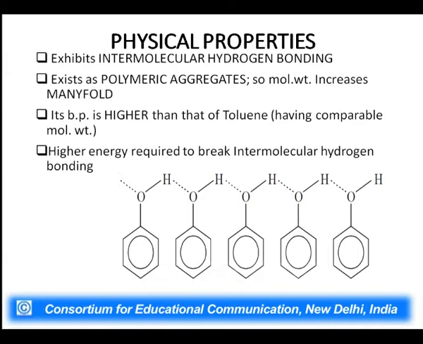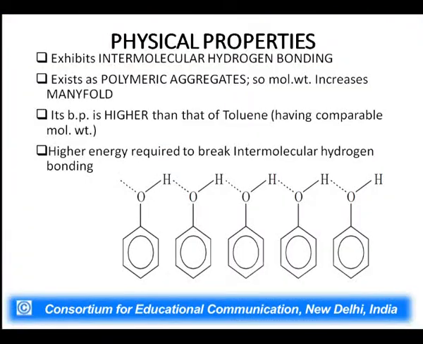Now, if we look into the physical properties of phenol, then what do we find? That phenol has a hydroxyl group in it. Since it has a hydroxyl group in it, it can exhibit intermolecular hydrogen bonding between the phenol molecules. Because there is intermolecular hydrogen bonding between the phenol molecules, phenol acts as polymeric aggregates, so its molecular weight increases many times. Not only this, if we compare the boiling point of phenol with toluene, whose molecular weight is comparable to phenol, then we find that phenol has a higher boiling point because of intermolecular hydrogen bonding, because more energy will be required to break this bond.